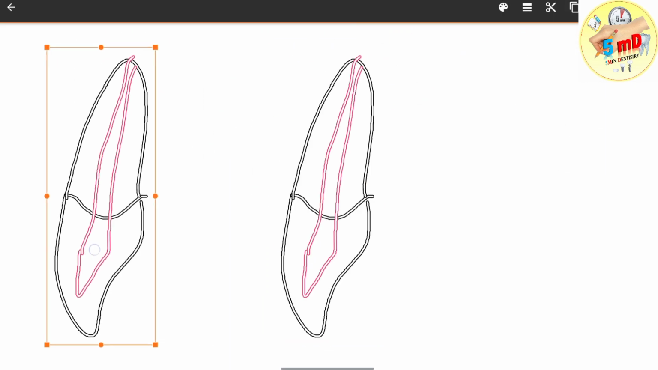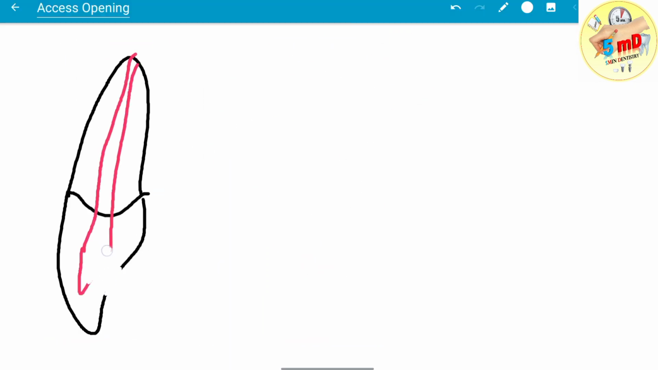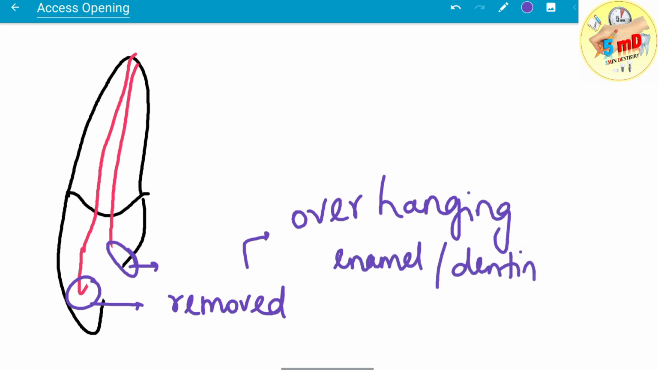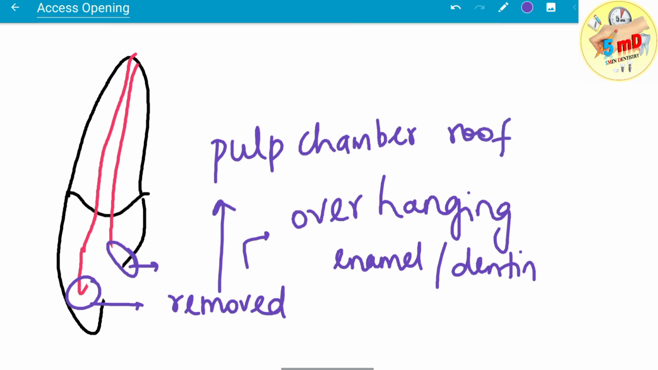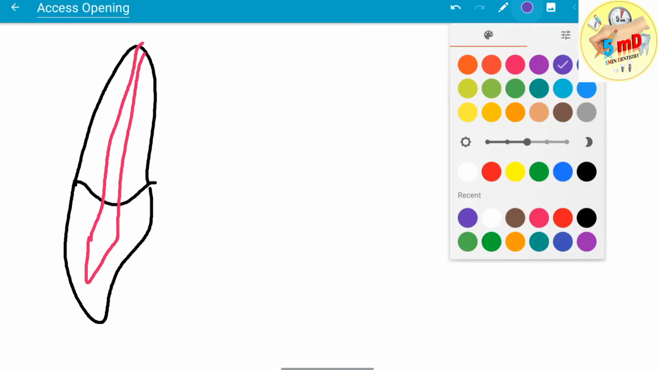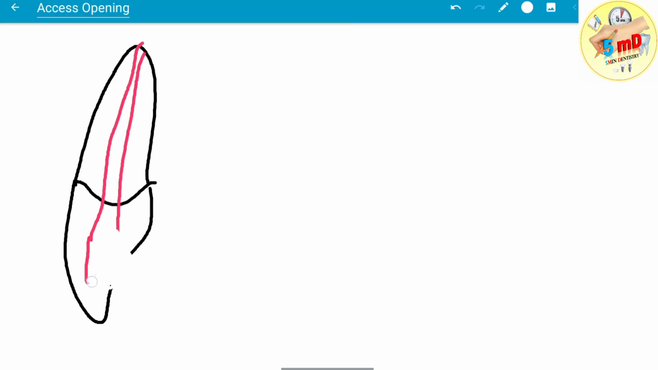Now we have to prepare and refine the access cavity so that the procedures of root canal treatment will be made easier and simpler. For that, we have to remove the palatally present pulp horns and the remaining overhanging dentin and enamel. Without removing these parts, your access will be incomplete and the treatment will be insufficient because of the lack of straight line access.